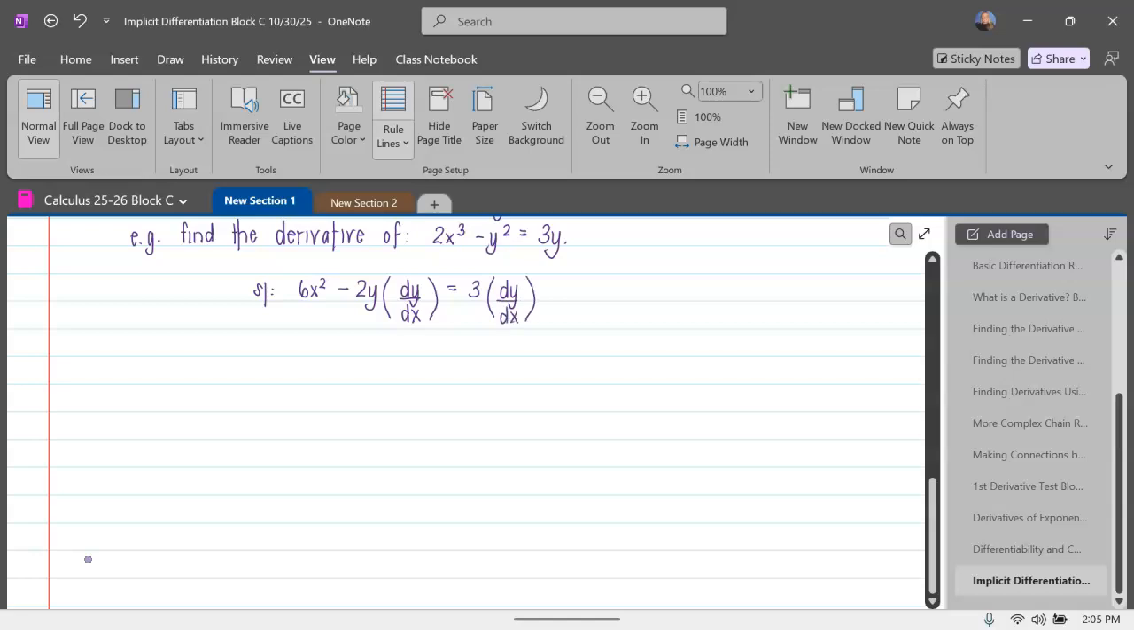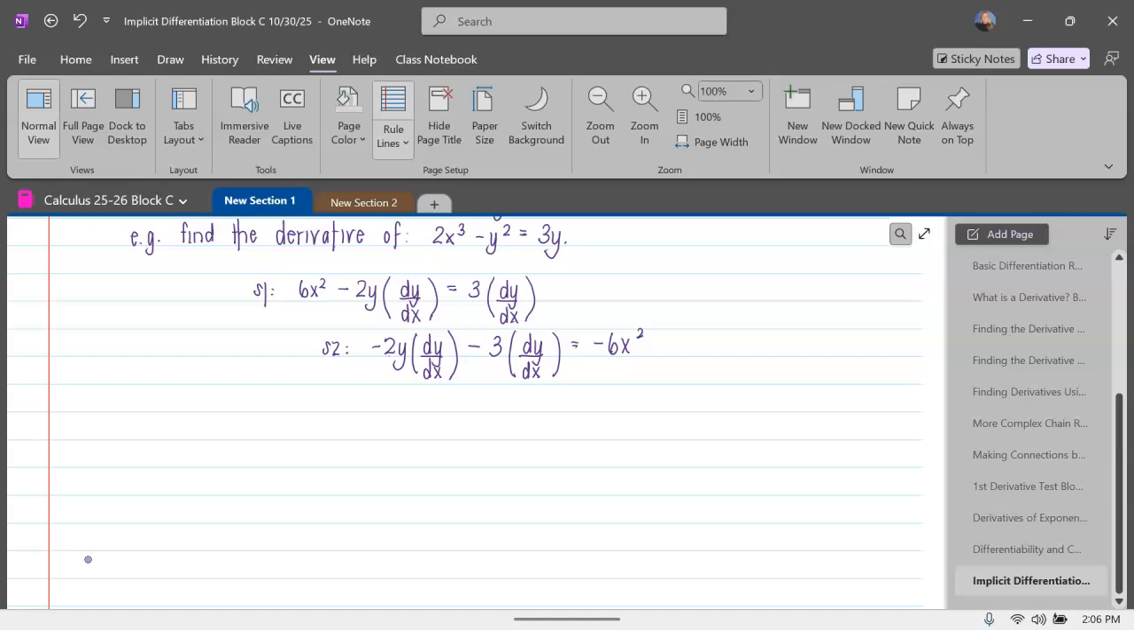All right. So everything now that has a dy dx, okay, goes to the left-hand side of the equation. And everything that doesn't have dy dx goes to the right-hand side. Is everybody with me? Anybody have any questions? All right. So now we're going to isolate. How are we going to isolate the dy dx? We're going to factor it out, and you're left with negative 2y minus 3 equals negative 6x squared.